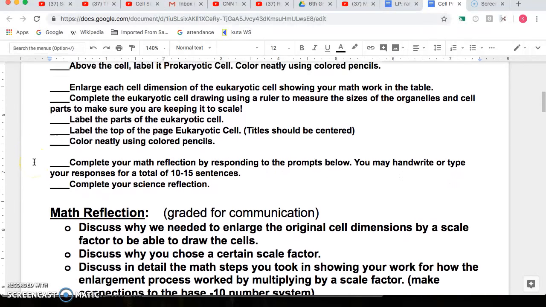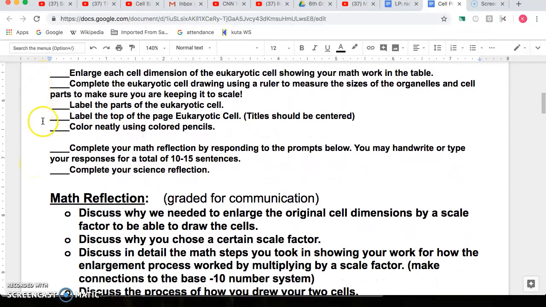Then, this next section is about the eukaryotic cell. You're going to enlarge the cell dimensions, showing your math work on the table. You complete the drawing of the eukaryotic cell using a ruler to measure the sizes of the organelles and the cell parts and make sure you're keeping it to scale. Label all the parts. At the top of it, write eukaryotic cell in the center. And then you're going to color it neatly using colored pencils.